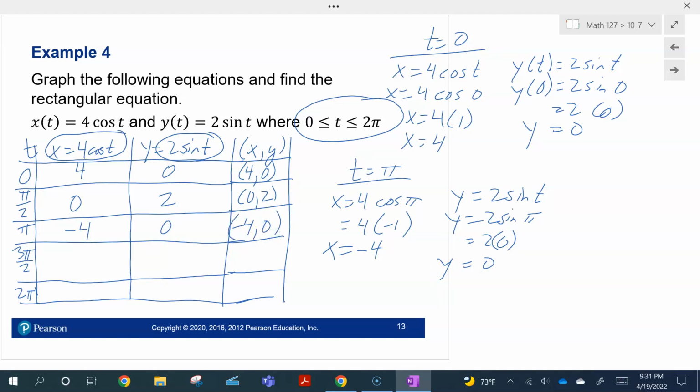Plug in 3 pi halves. I know the cosine of 3 pi halves is 0, and then 0 times the 4 in front there is 0. I know the sine of 3 pi halves is -1, so we got 2 times -1, which is -2. So this is the point 0, -2. And finally, the cosine of 2 pi is 1. 1 times that 4 in front is 4. Sine of 2 pi is 0. 2 times 0 is 0. So we have 4, 0.